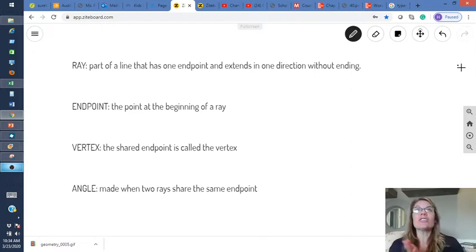So angles are so much fun. So we need to start out with a few different definitions. So go ahead and get your math book out, your notebook, your blue notebook, and we're going to write these definitions down. So the first definition is a ray.